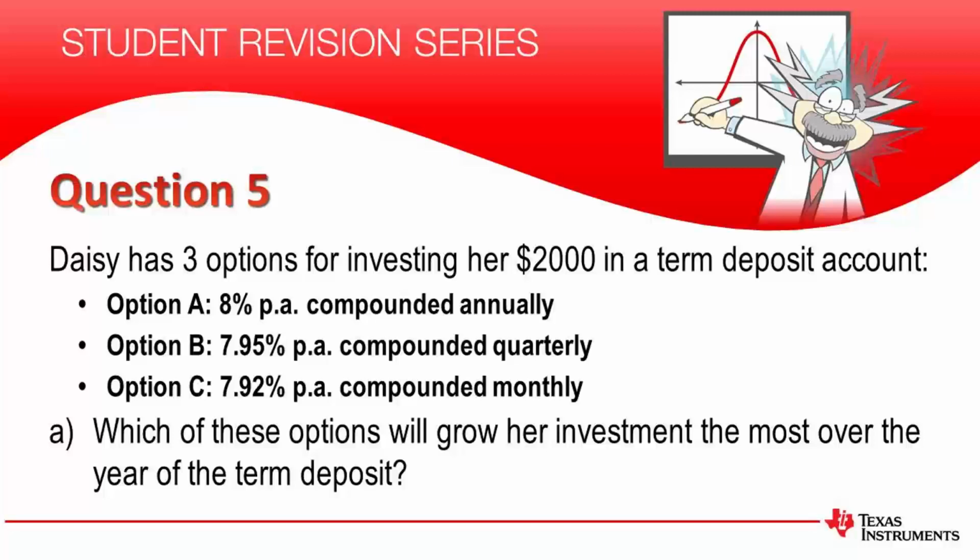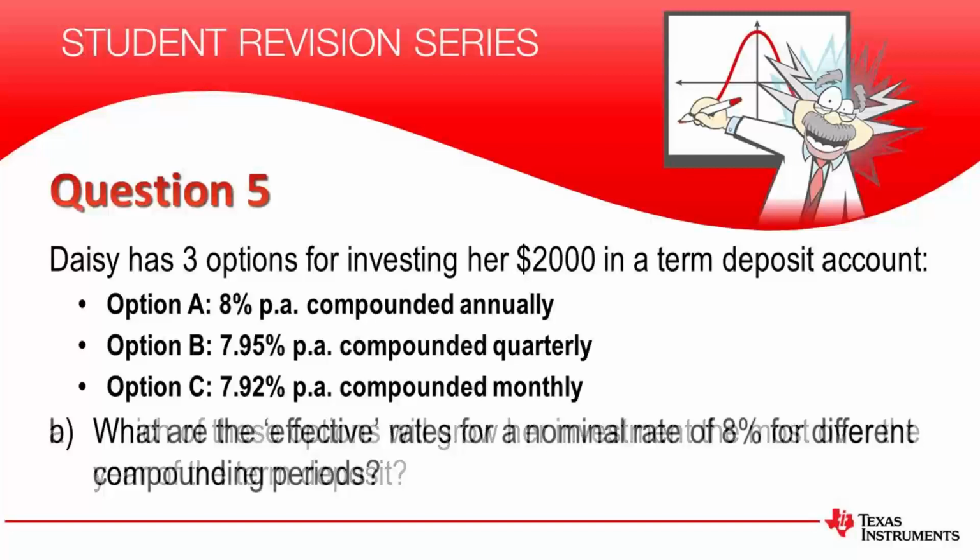It's a term deposit account for 1 year, and there are 3 possibilities. She has to pick which is going to grow her money the most. And then we'll look at the idea of how effective rates work for a nominal, or known, annual rate of 8%. What is the effective rate and how does that compare to the nominal rate? So back to the calculator.